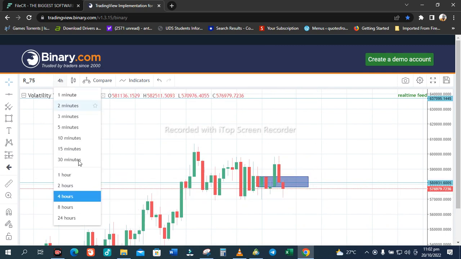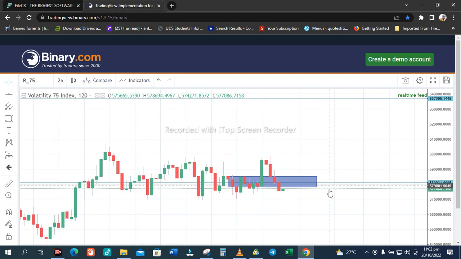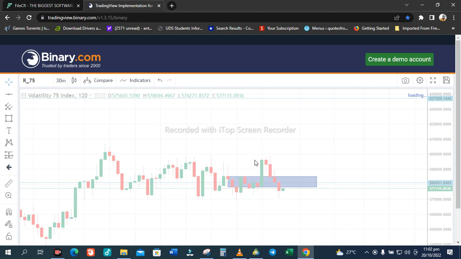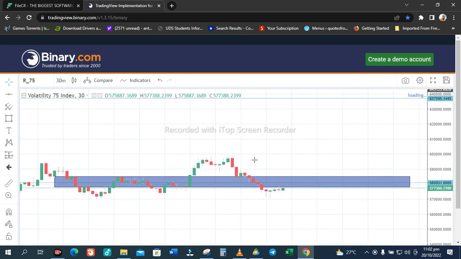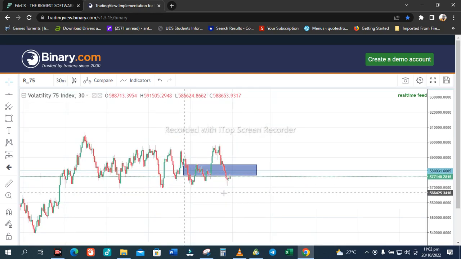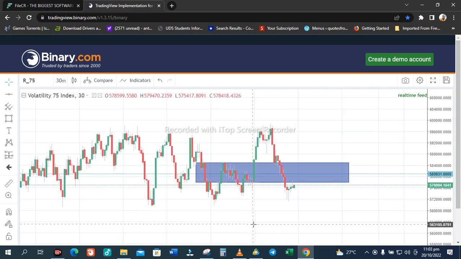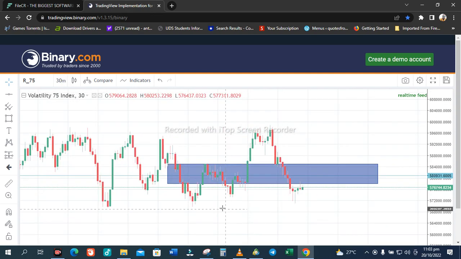All right, let me go down to the smaller time frame so that you can see for yourself how price was actually reversed. This is the 2-hour time frame. Now I need a smaller time frame, like the 30 minutes time frame. That's where we'll see a lot of the stuff that I want to show you. Okay, so this is the 30 minutes time frame.